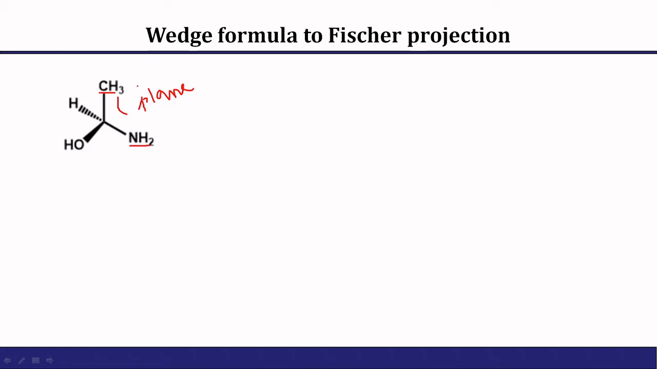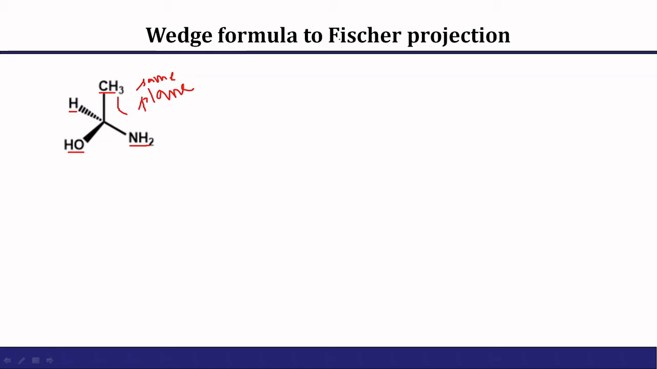That is represented by this bold line. So that indicates that CH3 and NH2 are in the same plane, and the atom which is shown in dashed bond, that is hydrogen, is going away from us, and the one which is shown in wedge bond, here it is OH, is pointing towards us. So this is what we understand from this wedge formula.